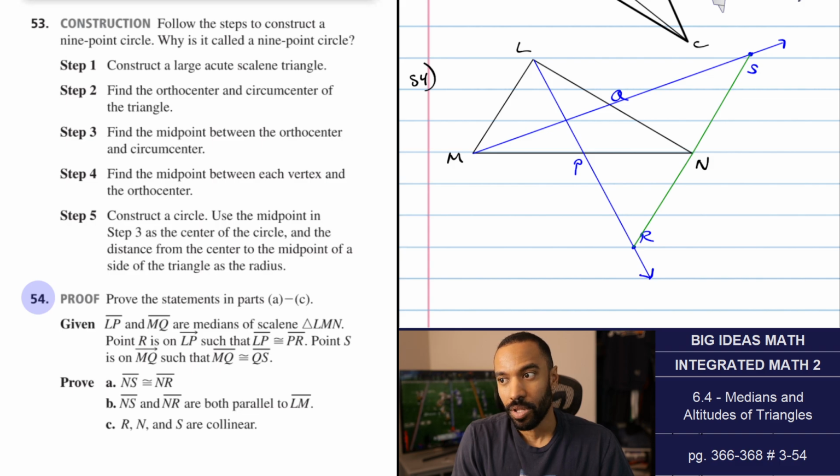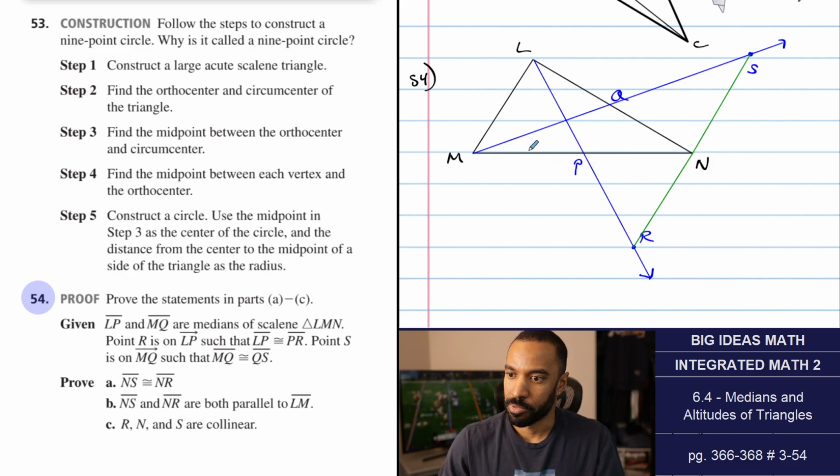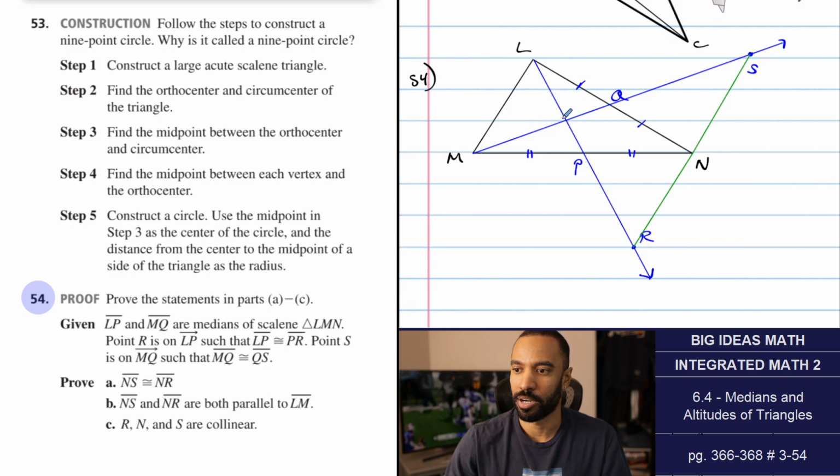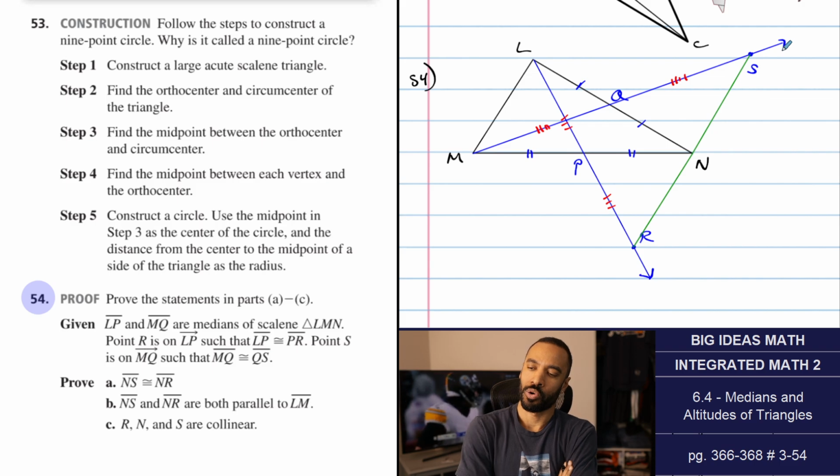Okay, not sure where to go with this. I'm going to mark some congruency, try to get a thought at where I want to go with this, and then go from there. Now, this next part, I'm going to mark congruent like this. This is congruent to that, and this is congruent to that. Geez, that's a lot.